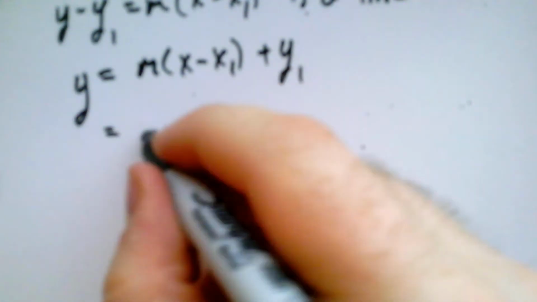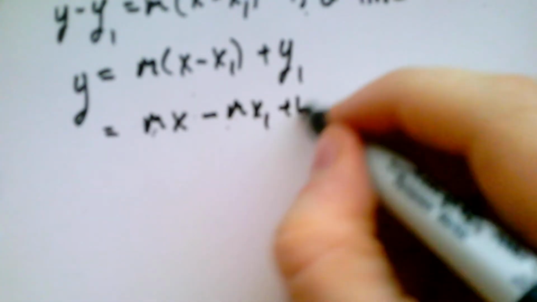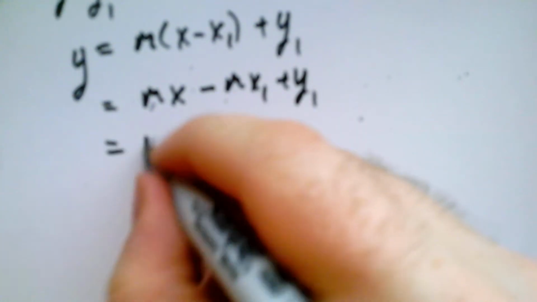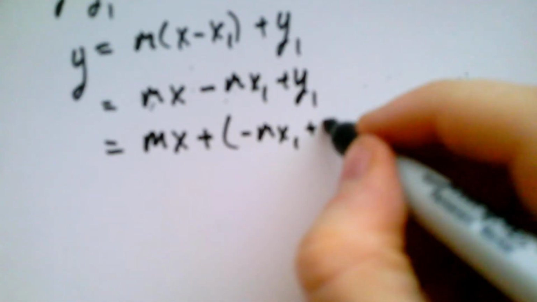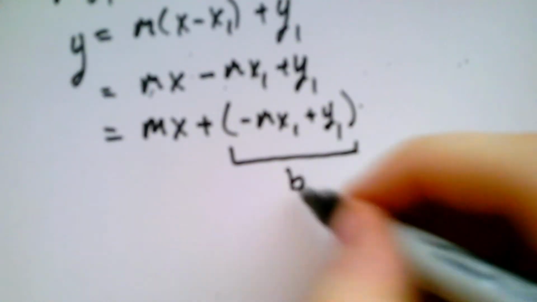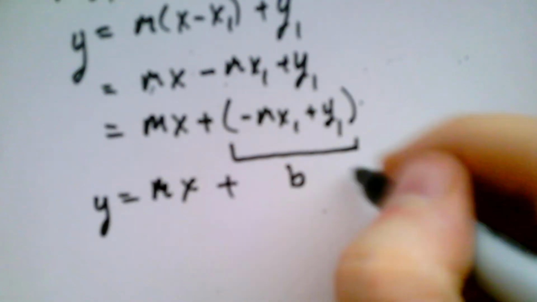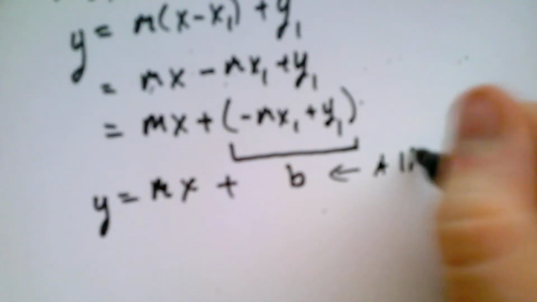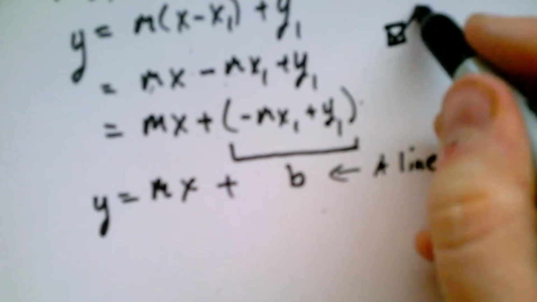Okay, and then let's distribute this m. So y is equal to mx minus mx1 plus y1. And then this is equal to mx plus negative mx1 plus y1. And this is a number, so we can name it b. And now we have that y is equal to mx plus b. And we have a line. So that's our first box ticked off. It is a line.